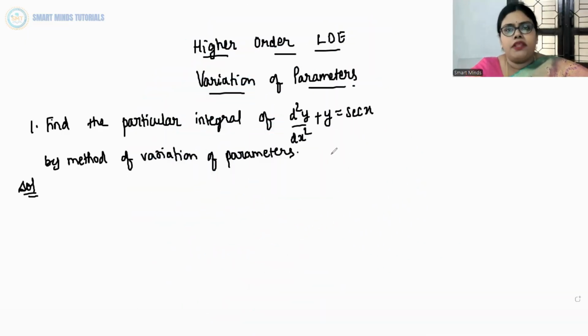So let us cover variation of parameters today from higher order linear differential equations. So this question is very important. Take the first one. Find the particular integral of d square y by dx square plus y equals secant x by the method of variation of parameters. So first let us write the given differential equation.